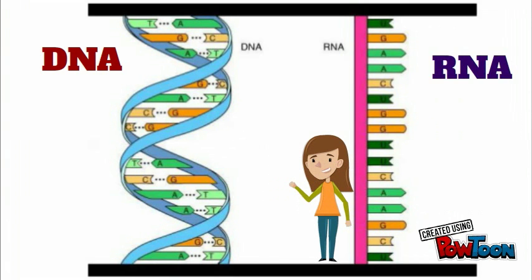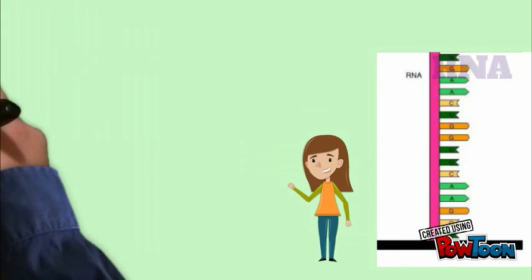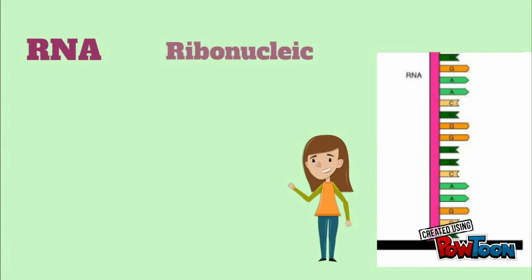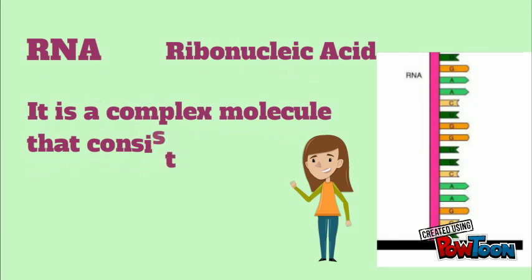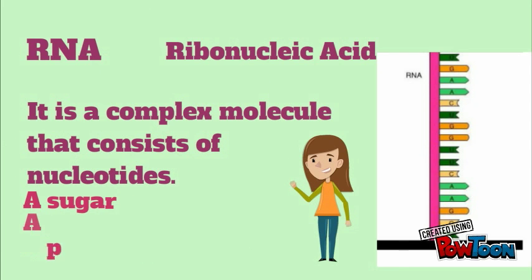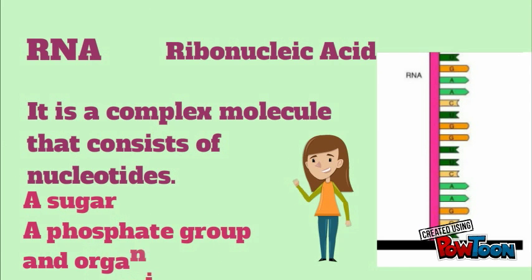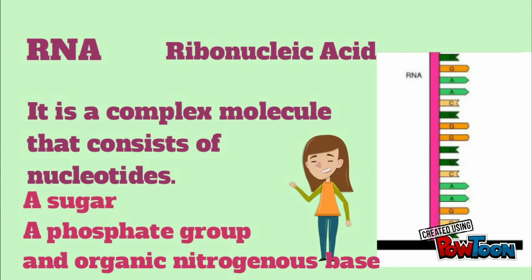If there is DNA, there is also RNA. RNA stands for ribonucleic acid. It is a complex molecule that consists of nucleotides, a sugar, a phosphate group, and organic nitrogenous base.